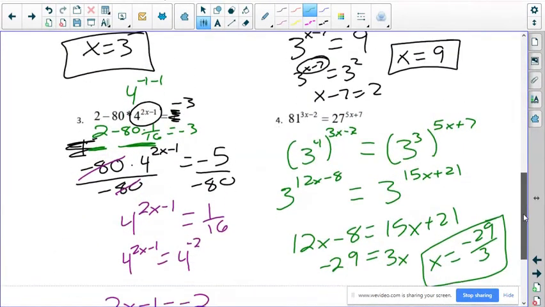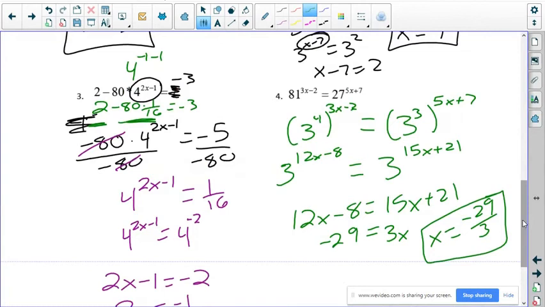It feels weird, so I'm just going to double check it really quickly. So negative 29 thirds would mean that we have 81 to the negative 31st power equals 27 to the, let's see here, 29 times 5 is 150 minus 5. So that's 145 thirds. Negative 145 thirds plus 21 thirds.